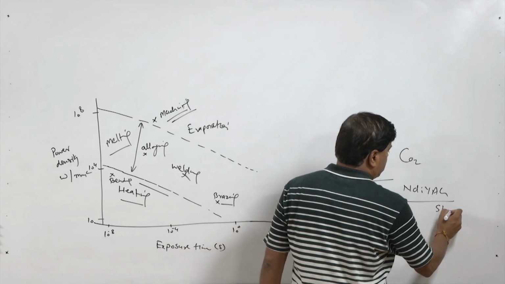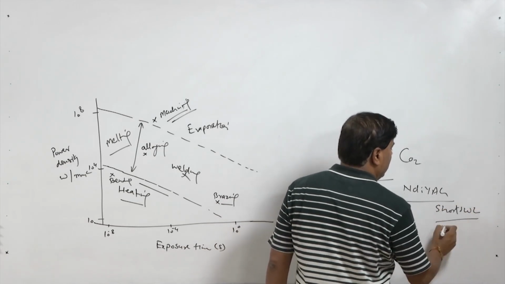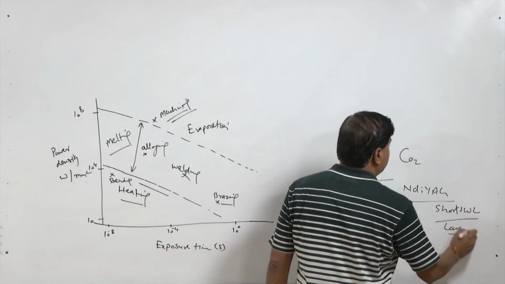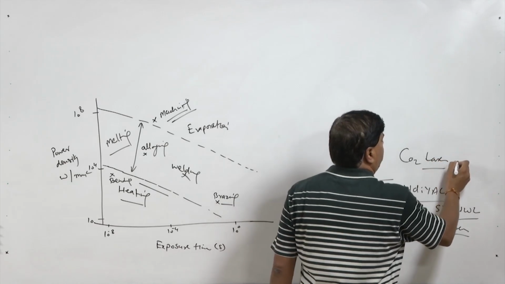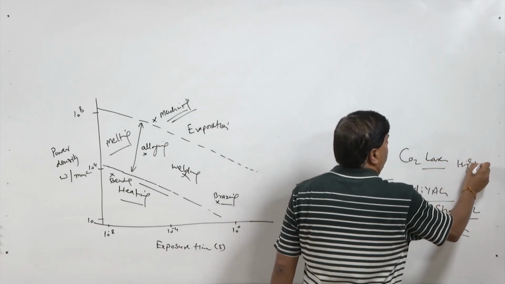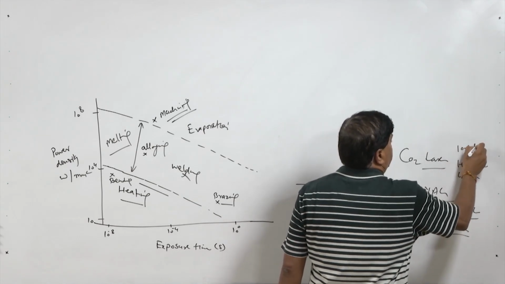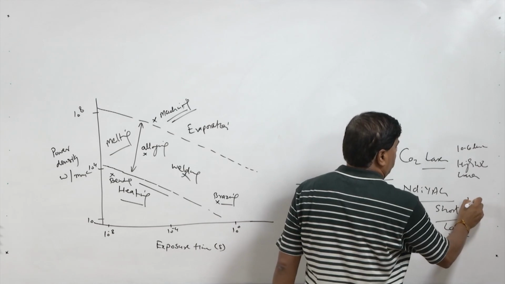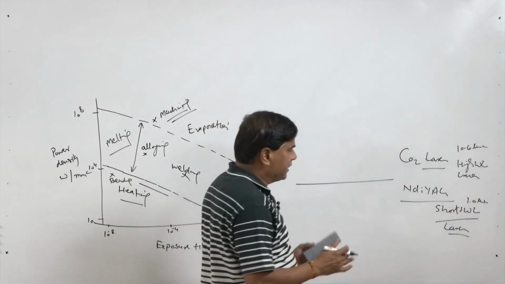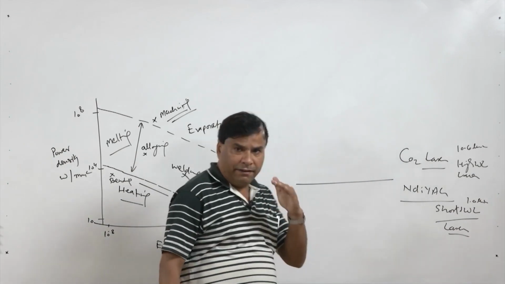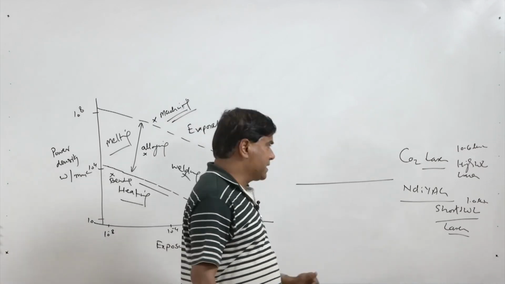This offers the short wavelength laser, and the CO2 laser is a high wavelength laser, which is about 10 to the power 6 micrometer, and here it is 1.0 something micrometer. So the short wavelength lasers reflect less as compared to the high wavelength lasers.